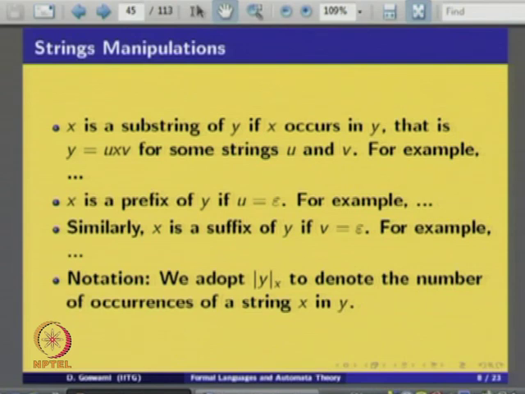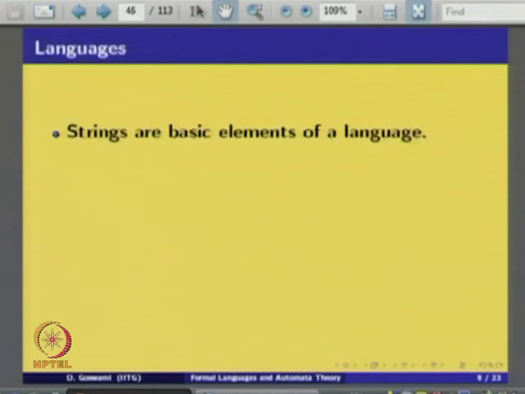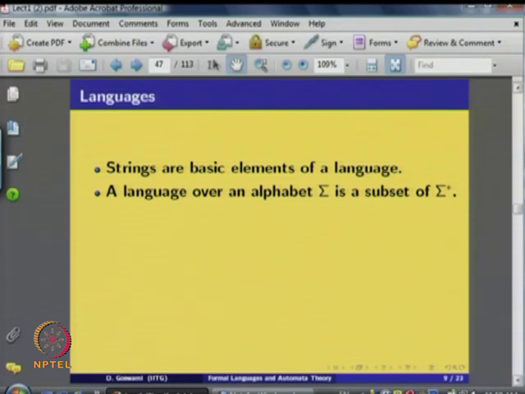We adopt this notation modulus of Y with suffix X to denote the number of occurrences of a string X in Y. We see that strings are basic elements of a language. Let us now define formally what a language is. We define a language over an alphabet sigma as a subset of sigma star. Since sigma star contains all the strings from the alphabet, any subset of that set consists of a language.